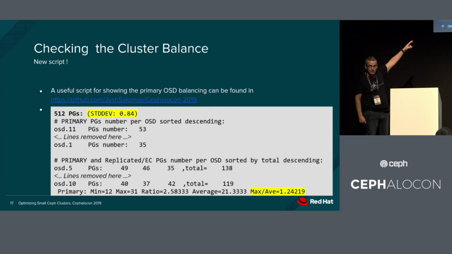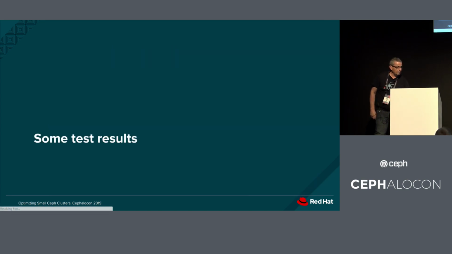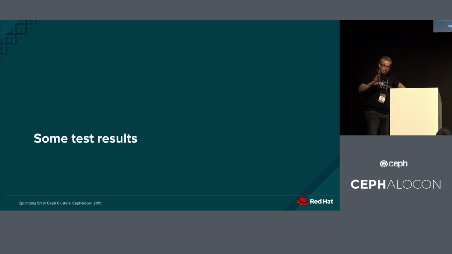So again, half the standard deviation, and again from 1.45 to 1.24. And then that's all. For this, it improves better, and I may show it improves better if you go larger, but there is a price of more PGs. The price is in memory, and we'll see it later.